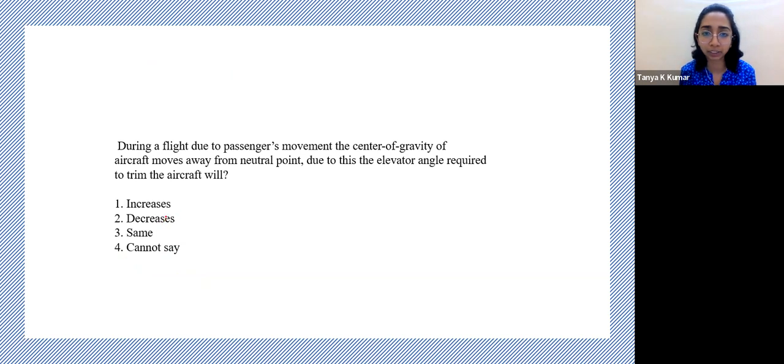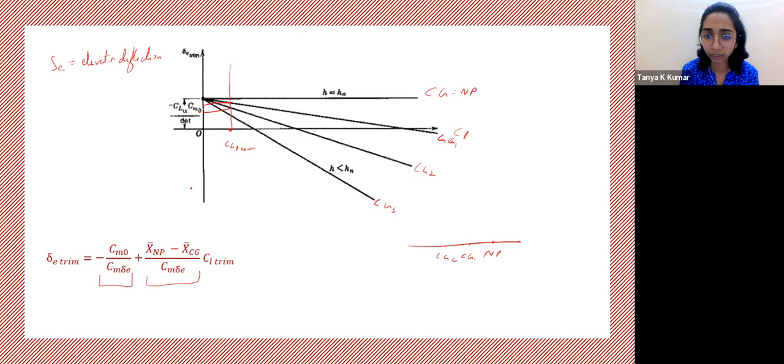So when the CG moves away from the neutral point, the delta E trim reduces. Why does it reduce? The measure of static stability is the static margin, which depends on this term, xnp minus xcg. It is a quantitative measure of longitudinal static stability. So the larger this term, the larger the stability of the aircraft. If the aircraft is more stable, you require less control surface deflection to stabilize it.